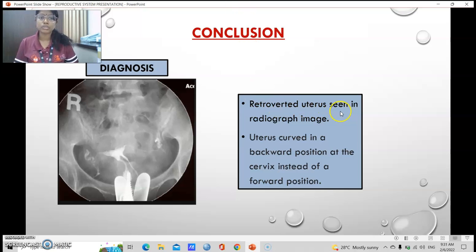Diagnosis here: retroverted uterus seen in the radiograph image, the uterus curved in a backward position at the cervix instead of a forward position. You can see there is exiting of the contrast media in the peritoneal cavity. That means there is no abnormality in the fallopian tube, but you can see the uterus moving backward.